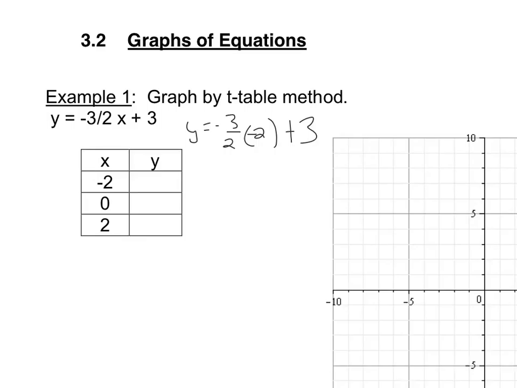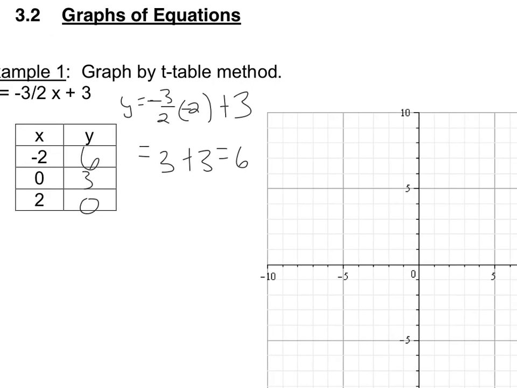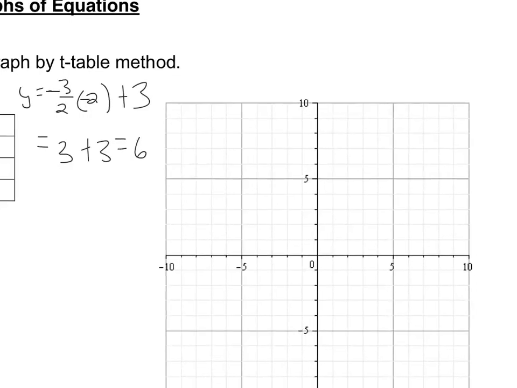So this is going to be 3 plus 3 is 6 because a negative times a negative is a positive. So you get 6. If you plug in 0, you get 3. If you plug in 2, you get 0. So then we graph them. So graph -2, 6. Graph 0, 3. And then graph 2, 0. They are a line.